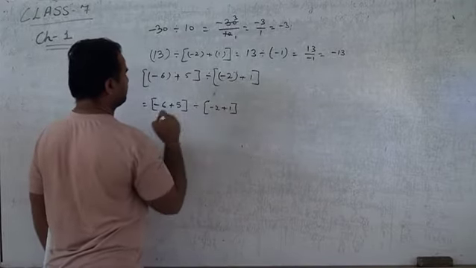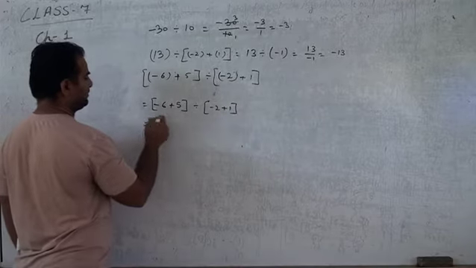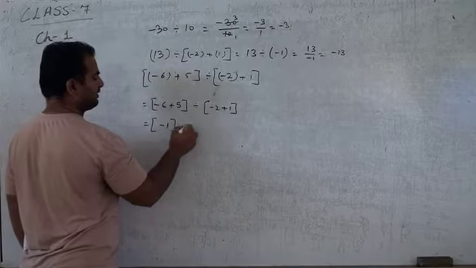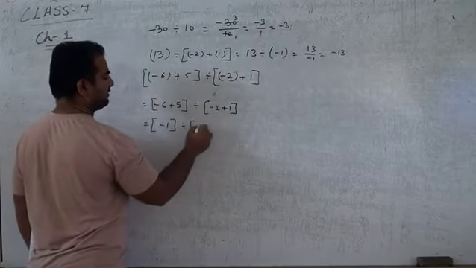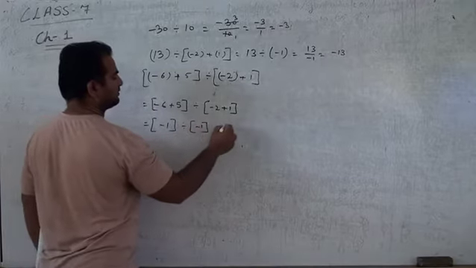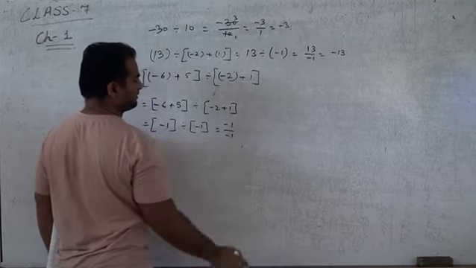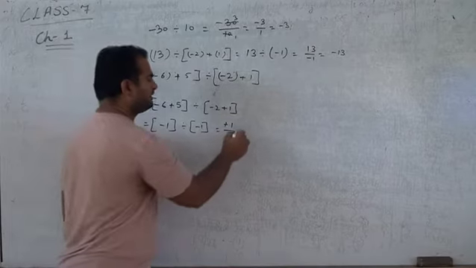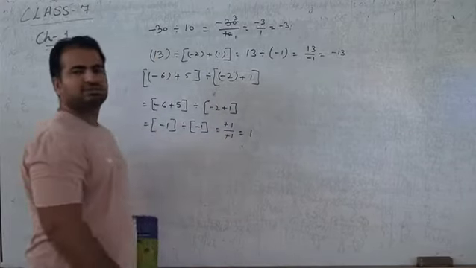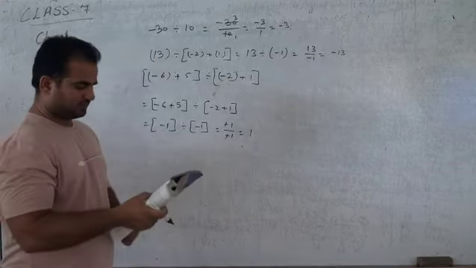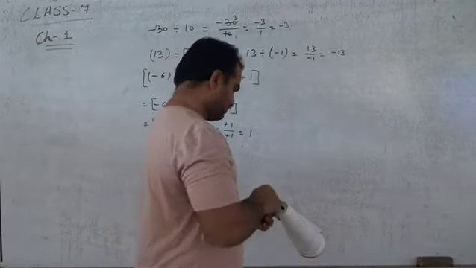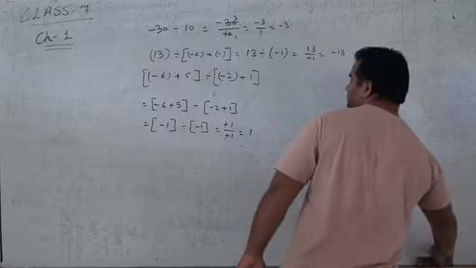Equals minus 6 and plus 5 will be minus 1, divided by minus 2 plus 1, which will be minus 1. So what is minus 1 divided by minus 1? These both negative signs will be cancelled and 1 upon 1 is 1. It's the final answer. Question number 2.